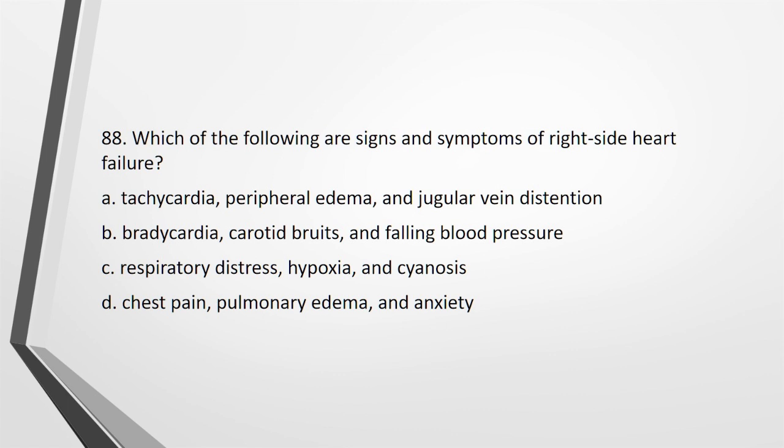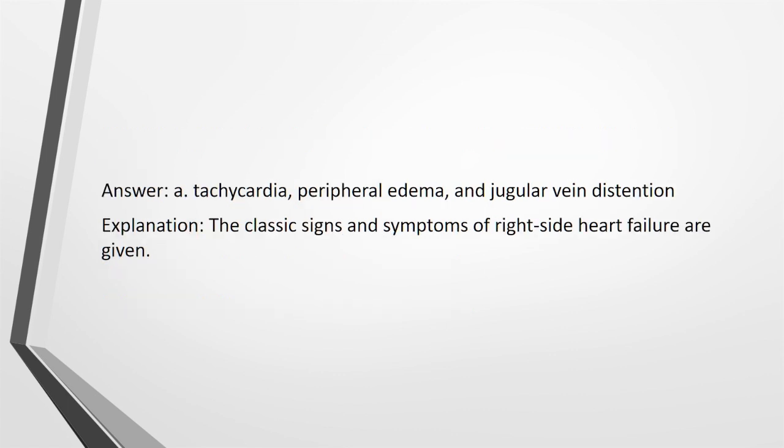88. Which of the following are signs and symptoms of right-side heart failure? A. Tachycardia, peripheral edema, and jugular vein distension. B. Bradycardia, carotid bruits, and falling blood pressure. C. Respiratory distress, hypoxia, and cyanosis. D. Chest pain, pulmonary edema, and anxiety. Answer: A. Tachycardia, peripheral edema, and jugular vein distension. Explanation: the classic signs and symptoms of right-side heart failure are given.